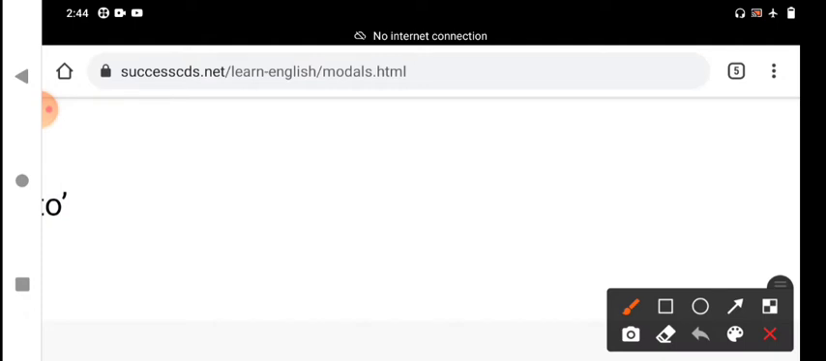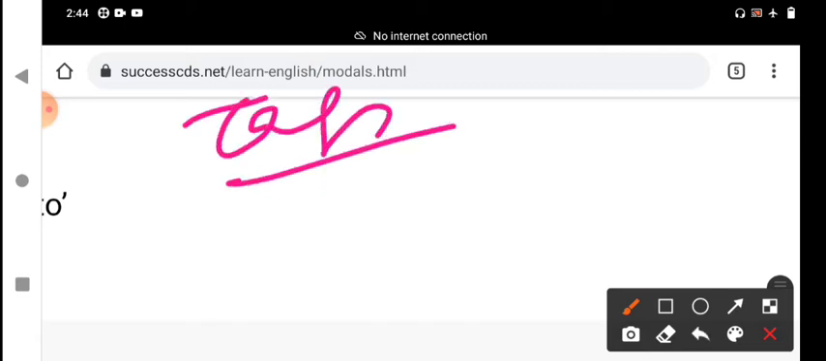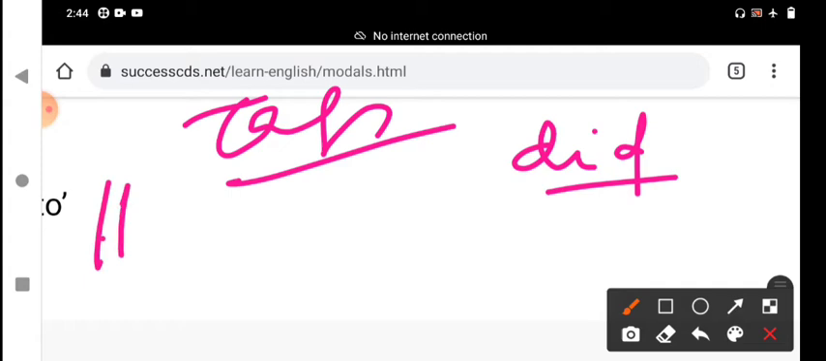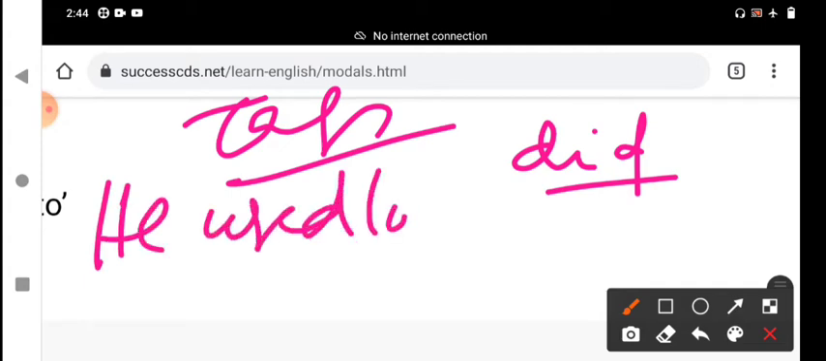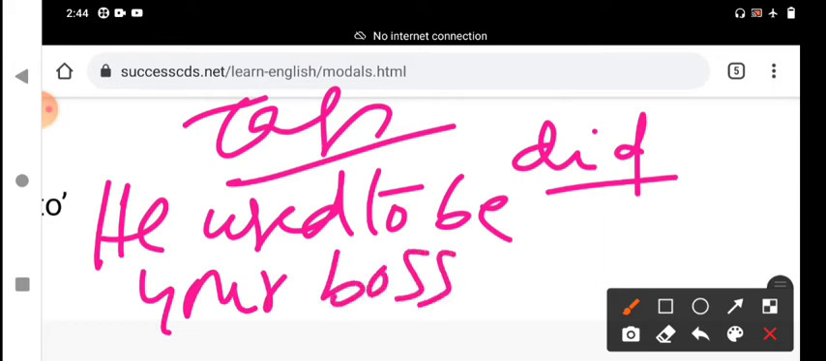What are the other uses of used to? Tag questions, or mini questions. Tag questions are there in the English language. They are called mini questions. They are used for confirmation. For example, we normally make tags for used to in the past tense. Used to is a past verb. That means we use the helping verb did. For example, he used to be your boss.